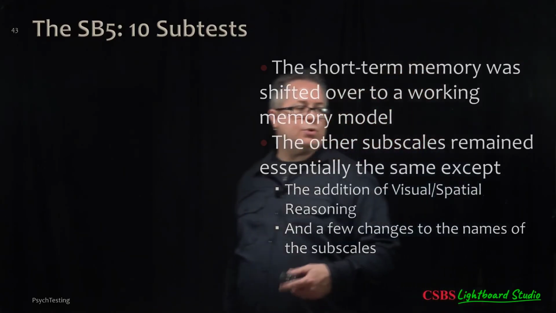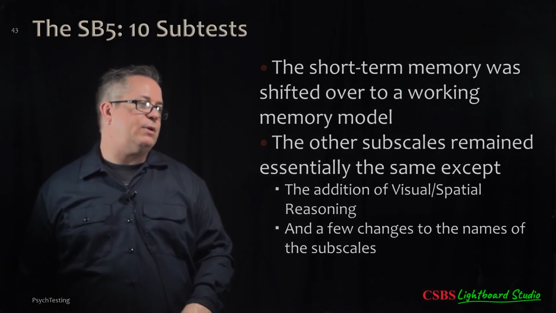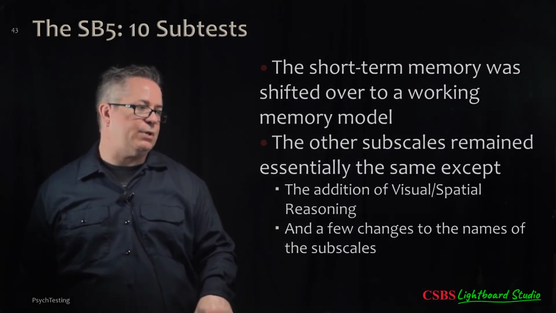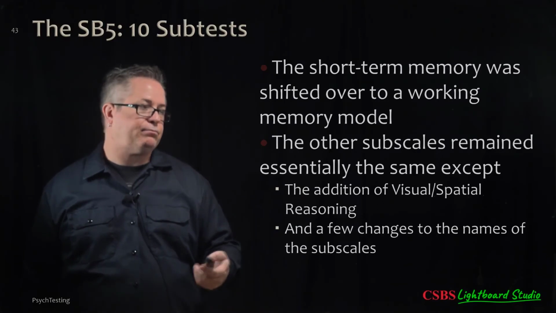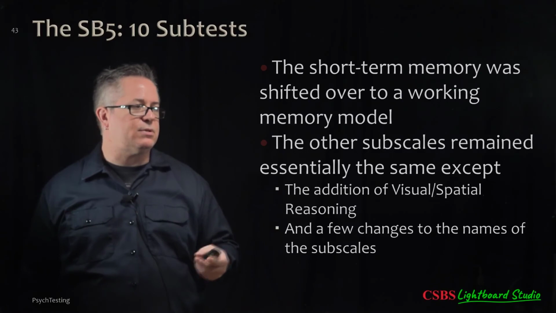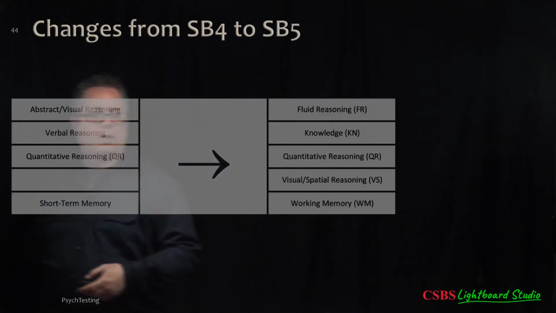Right? The short-term memory was shifted over to a working memory model. The other subscales remain essentially the same, except the addition of visual spatial reasoning and a few changes to the names of the other subscales. For the most part, it went from 15 down to 10, because some of them were combined together. So this is how they were combined.